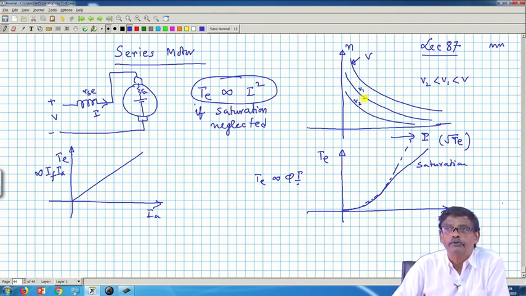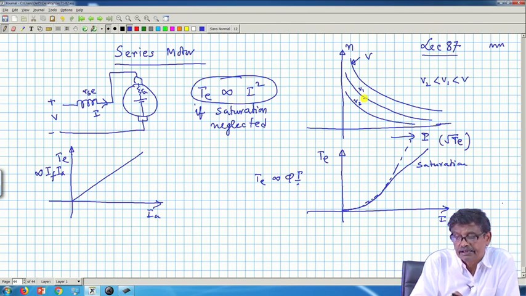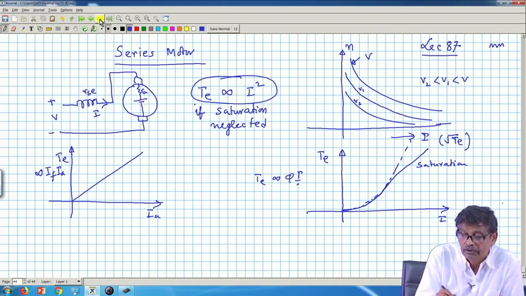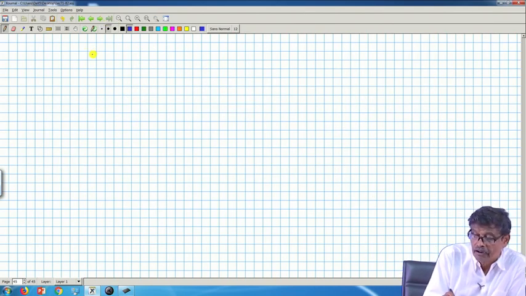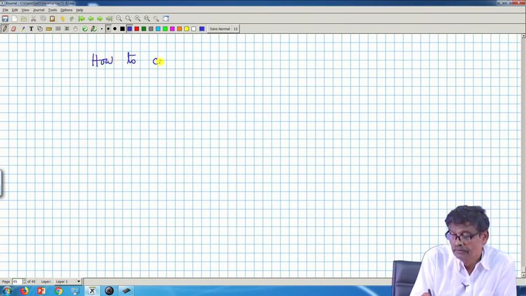In case of the series motor, can I also control the field current? Apparently, if you look at this circuit diagram, separate field control is not possible, because armature and field current are one and the same because of this series connection. So, in case of the series motor, how to control the field current?